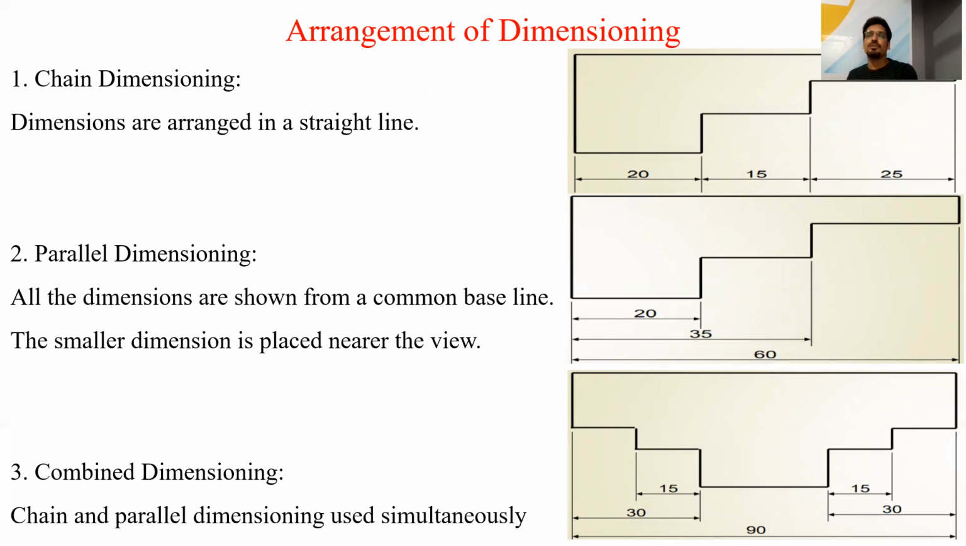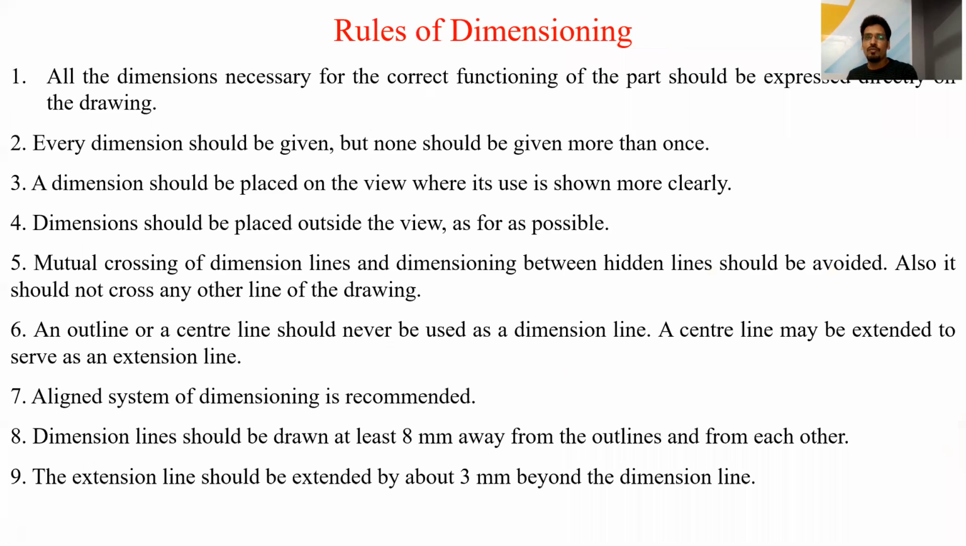Now next we are going to discuss the layout of, before that we are going to discuss the rules of dimensioning, because the rules of dimensioning are very, very important. So the first rule of dimensioning is that all the dimensioning necessary for correct functioning of the part should be expressed directly on the drawing. We have to write the dimension on the drawing itself.